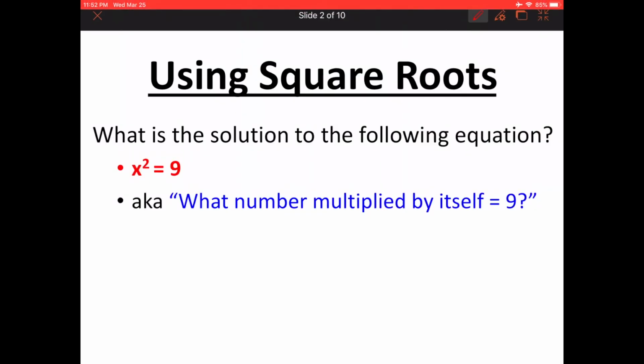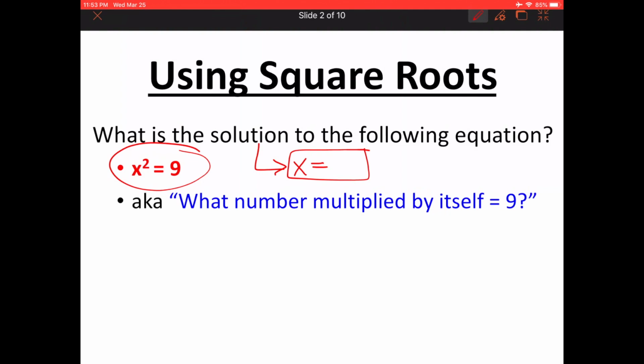And here when we're talking about square roots, we're going to be seeing equations that look like this: x squared equals 9. And so when we are trying to find the solution, remember when we see that word solve or solution, that means that there's going to be an equal sign involved in the answer. Okay, and when we're asked to find the solution to x squared equals 9, what we want to be thinking is what number multiplied by itself equals 9.